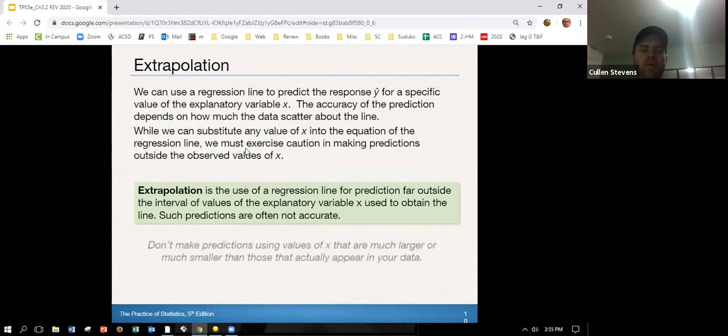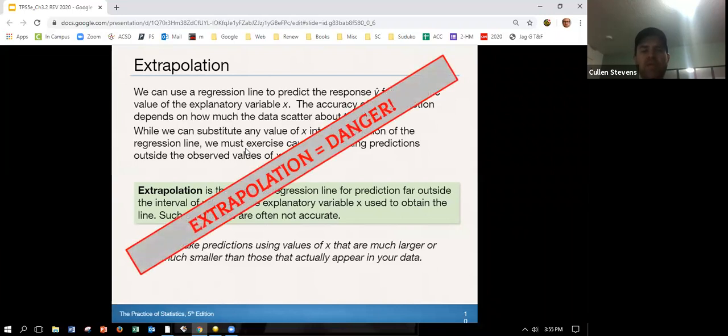And I would even go as far as saying that don't make predictions using values of x that are much larger or much smaller than those that can actually appear in the data. And we'll just go really far to say extrapolation equals danger. Let's say that right now. Extrapolation equals danger, okay? Don't be dangerous. I know some of you are saying that extrapolation is your middle name, but not here, not in stats, okay? Use caution.